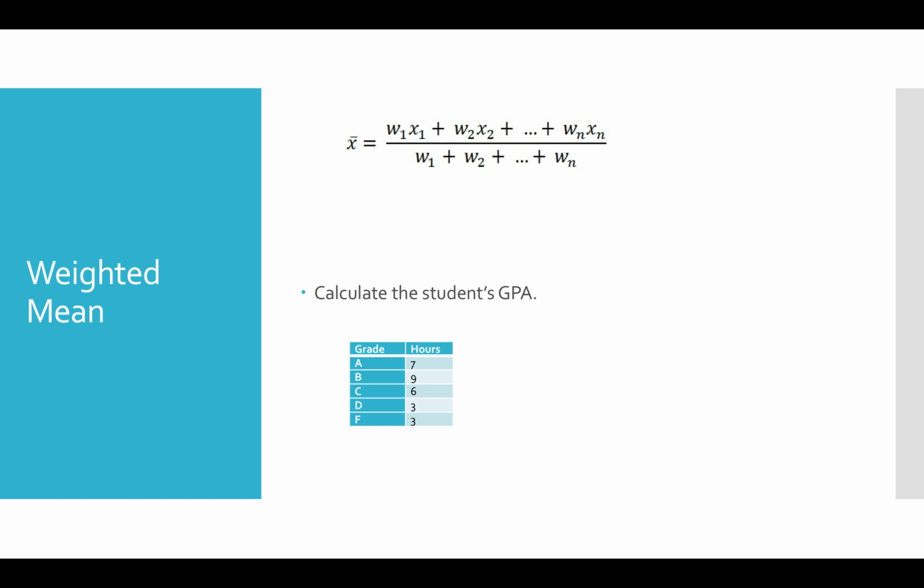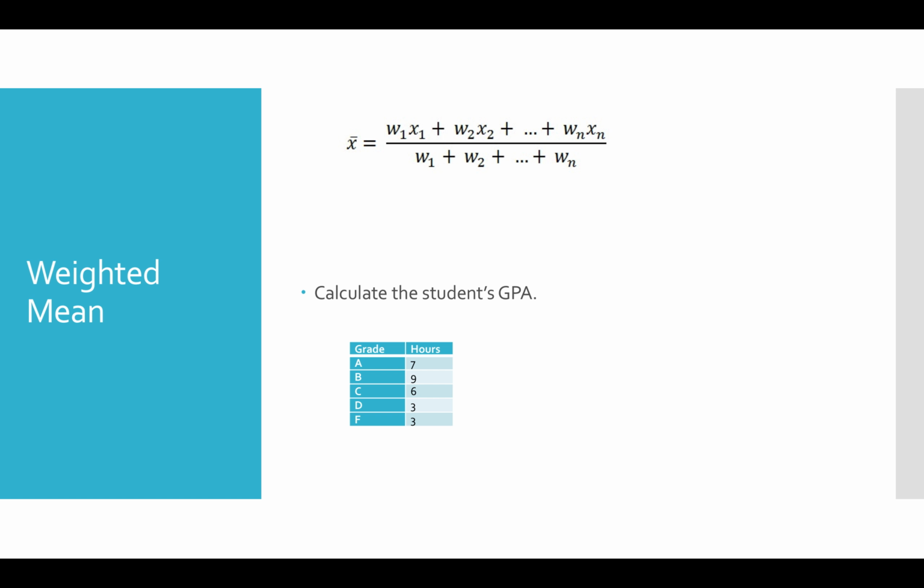It's weighted by the number of hours that you have. So a lab that's only worth 1 hour doesn't carry as much weight as a class that might be worth 4 hours. So in my example, someone has 7 hours worth of A's. They got a B in 9 hours worth of classes, a C in 6 hours worth of classes, etc.